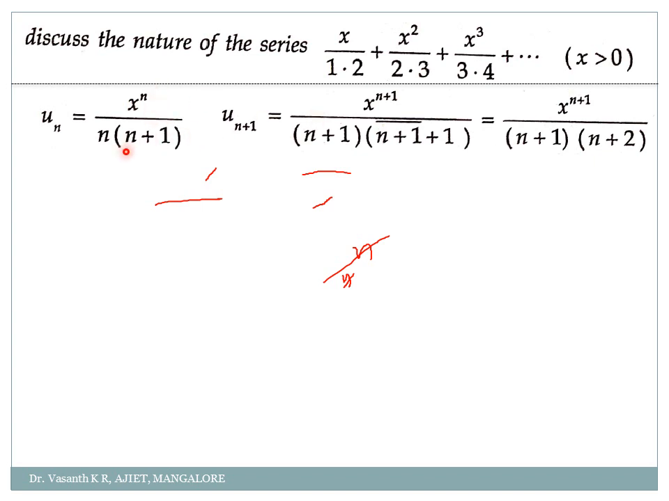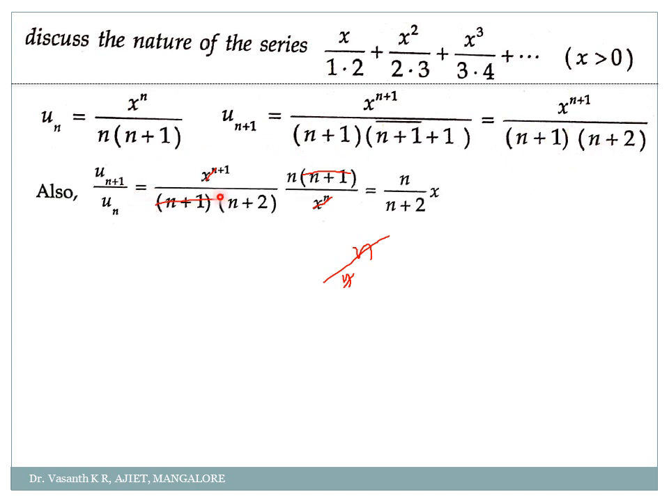X to the power n plus 1 divided by n plus 1 into n plus 2. Wherever n is there, I have replaced it by n plus 1. Clear? Now u n plus 1 divided by u n. This is my u n plus 1, x to the power n plus 1 divided by n plus 1 into n plus 2, divided by u n, which means it will become reciprocal. So whatever is there in the numerator, I have written in the denominator.